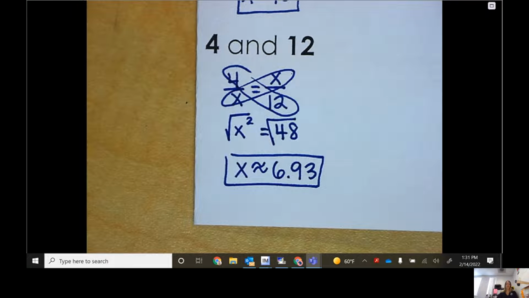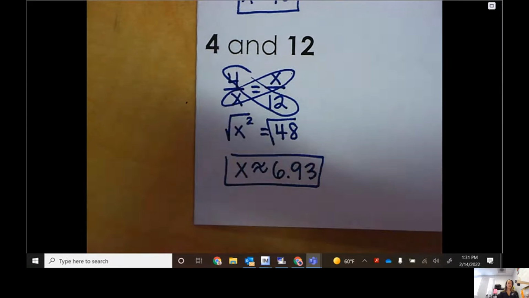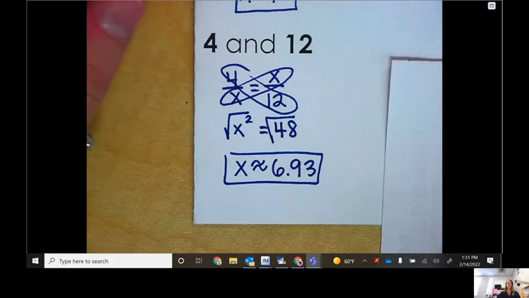Okay. What about the geometric mean between 15 and 45? What'd you get for the next one?